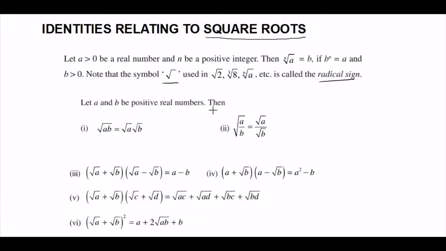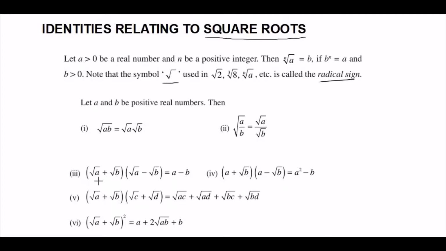Let a and b be positive real numbers, then root ab is equal to root a into root b. That is, if you have a number like root 12, then you can write it as root 4 into 3, and root 4 into 3 can be written as root 4 into root 3. Now the second identity is root a by b. Here it is division, a by b. Then you can write it as root a by root b.